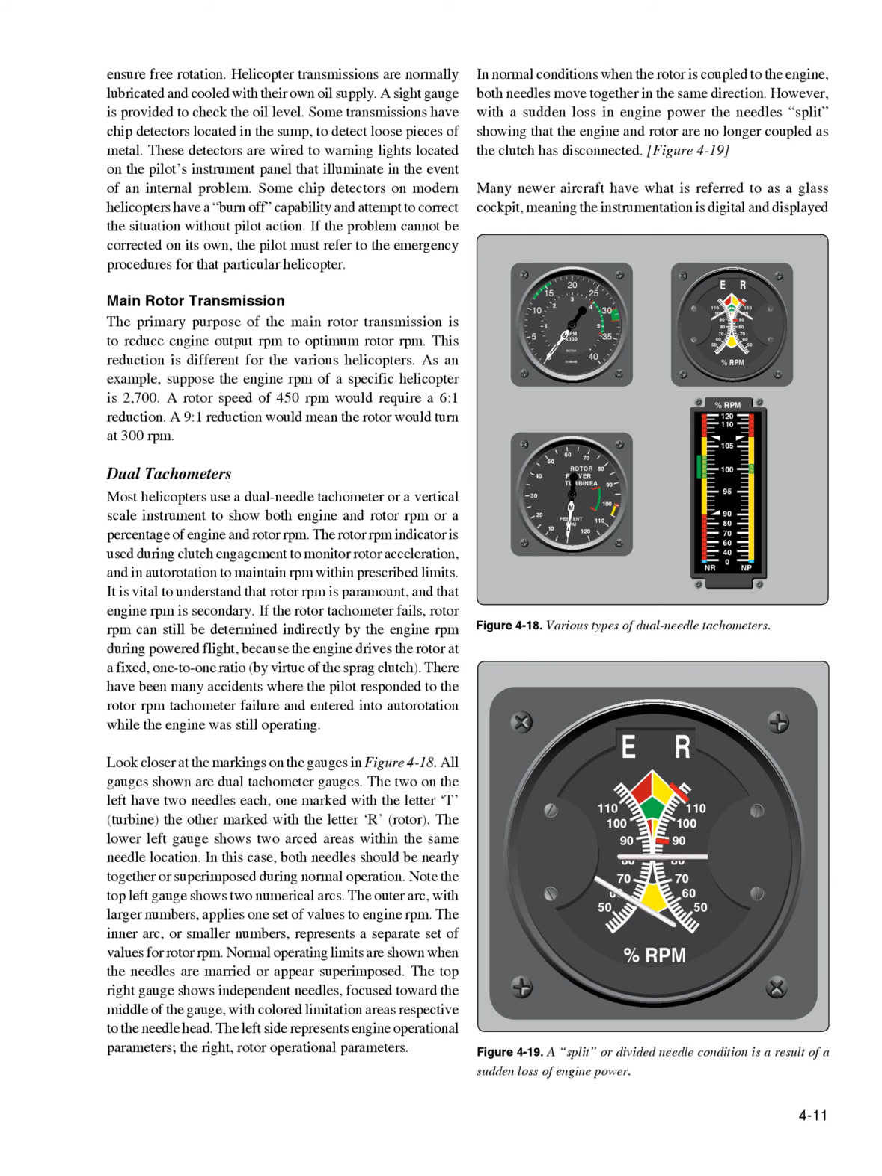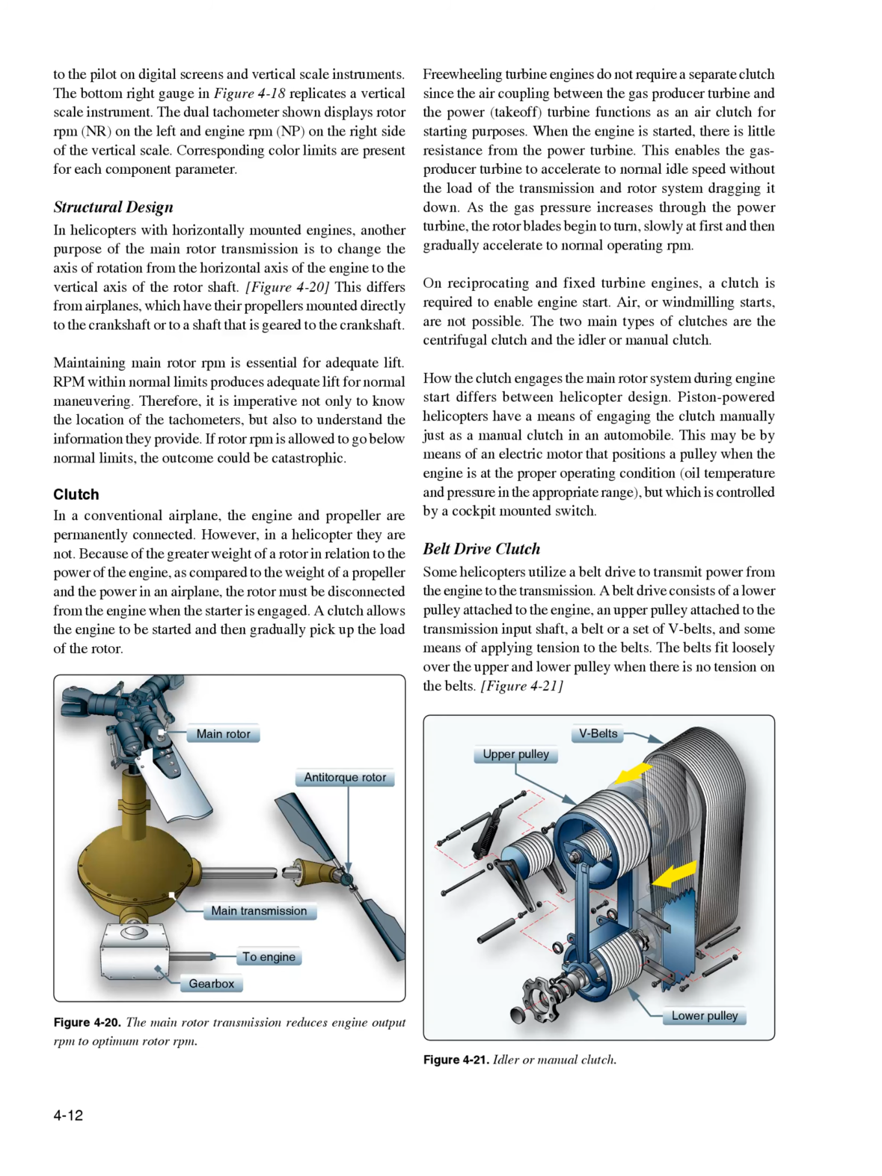Figure 4-19. Many newer aircraft have what is referred to as a glass cockpit, meaning the instrumentation is digital and displayed to the pilot on digital screens and vertical scale instruments. The bottom right gauge in Figure 4-18 replicates a vertical scale instrument. The dual tachometer shown displays rotor RPM, NR, on the left and engine RPM, NP, on the right side of the vertical scale. Corresponding color limits are present for each component parameter.